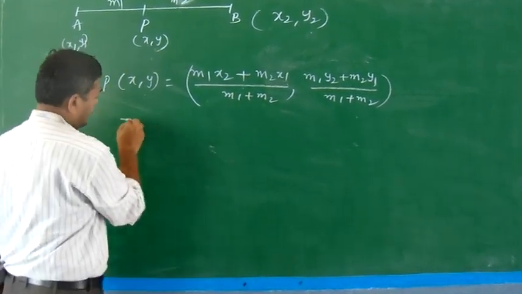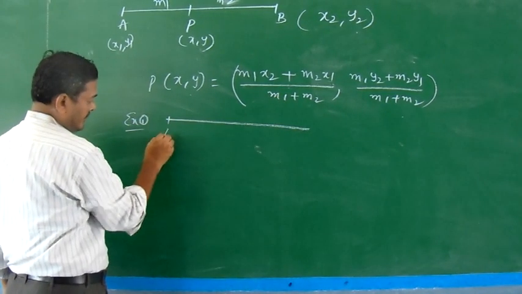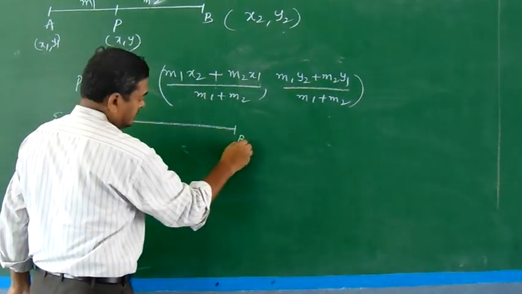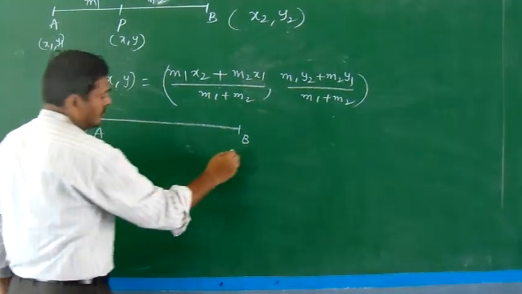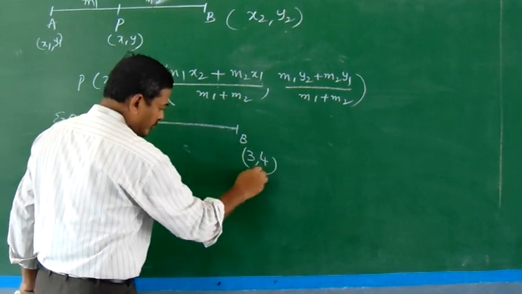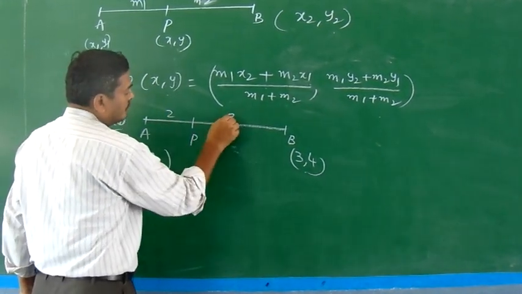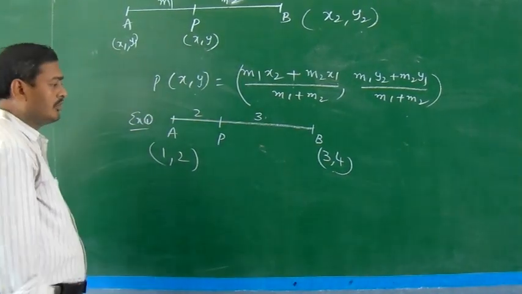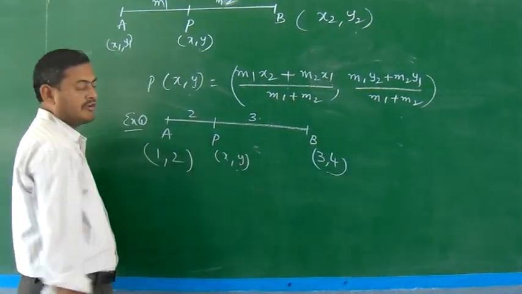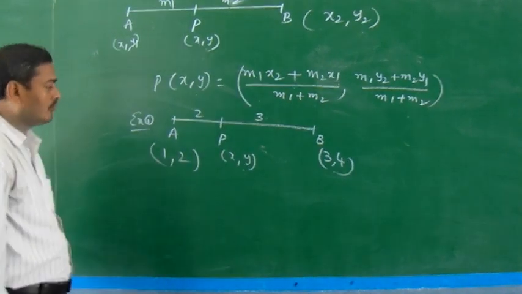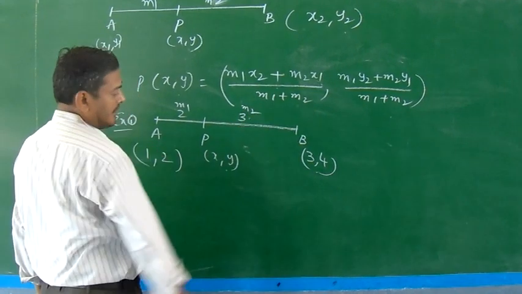For example, if you take one example, example 1: A and B are two points, (1, 2) and (3, 4). The point is divided in the ratio 2 is to 3. So we are going to find the point P(x, y). So this is m1, this is m2.